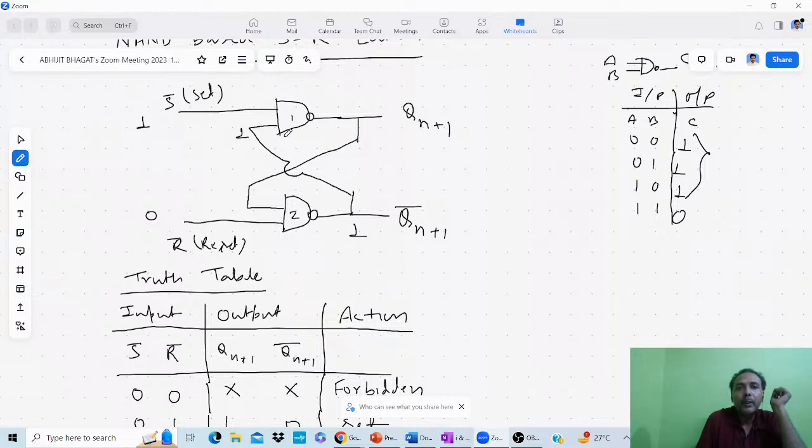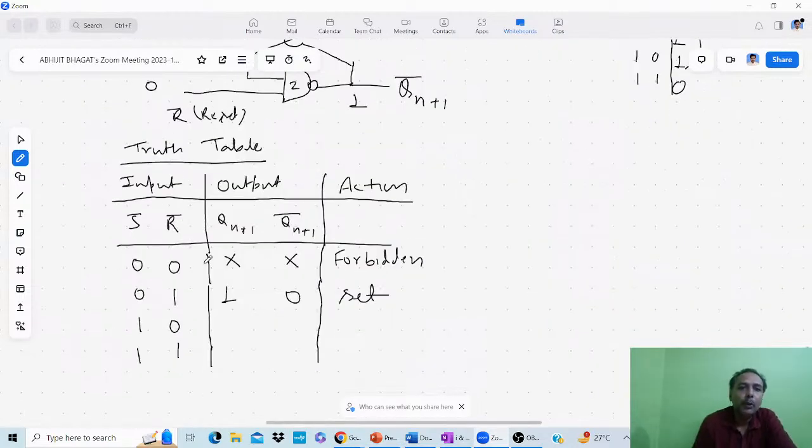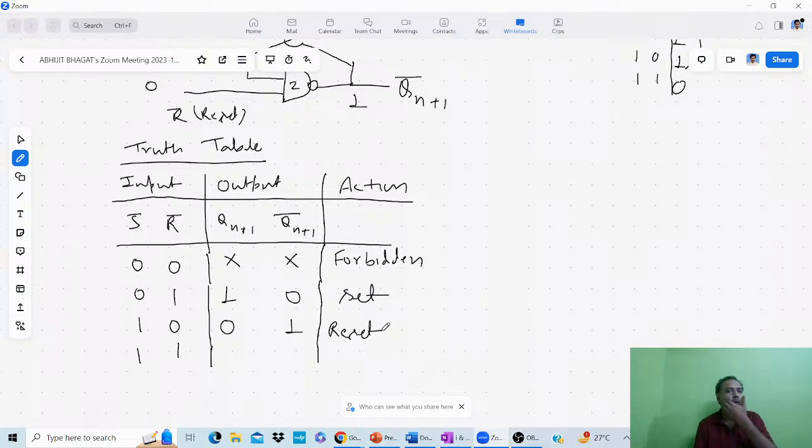1 1, when both are 1, the output of the NAND gate is 0. So here you are getting this. Your Q is 0 and Q bar is 1. So for this 1 0, your Q is 0 and Q bar is 1. Q being 0 means reset. So you are getting the reset condition, reset action. I hope it is clear to all of you.